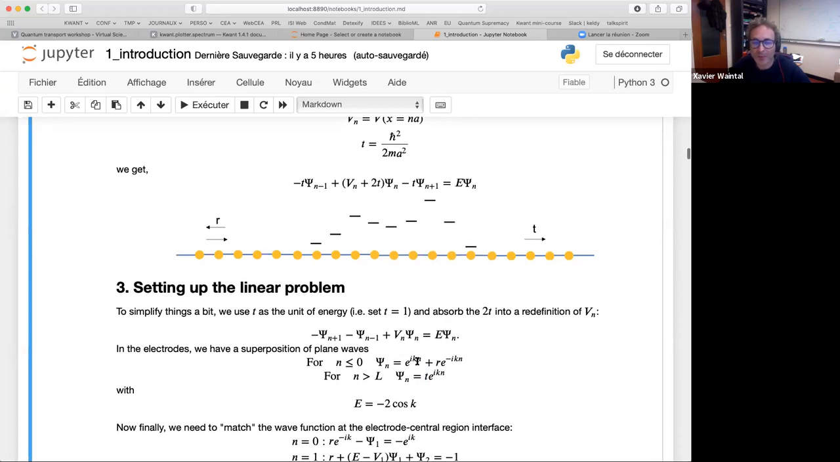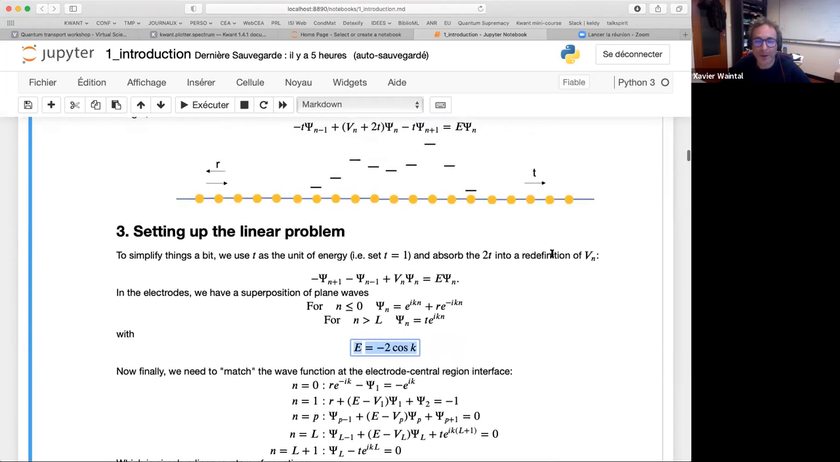So if you take a plane wave and insert it into this equation with V_n equals 0, because we are on the left and the right, you find that it satisfies the Schrödinger equation, provided that E equals minus 2 cos k. So this is the dispersion relation of our 1D wire on the left and on the right. So we are almost done with the mathematics.